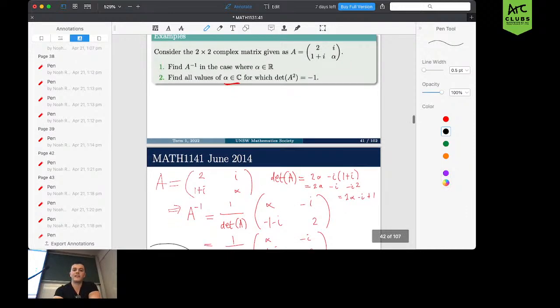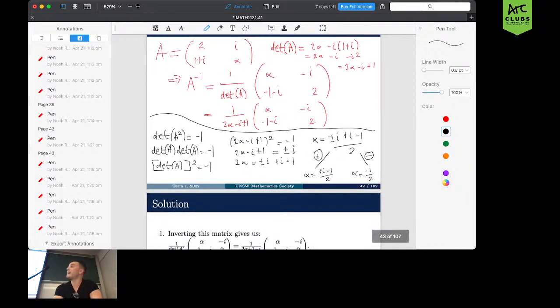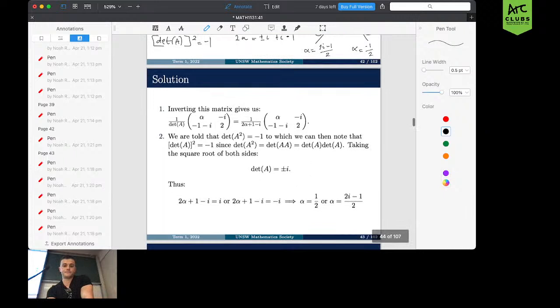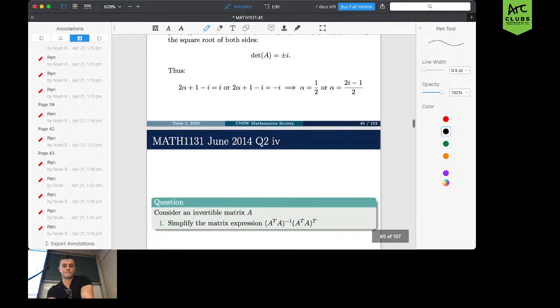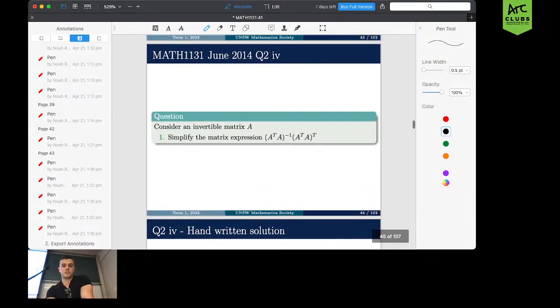So that's find all alpha. That's pretty much it. The main thing there was just noting the determinant property in which you could express this det A squared as det A, which in fact becomes (det A) whole thing squared. And then it's just a bit of algebra bashing from that point on. Okay. And that's what you see here. Cool. Nice. All right.